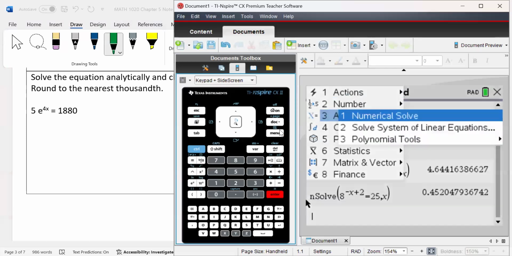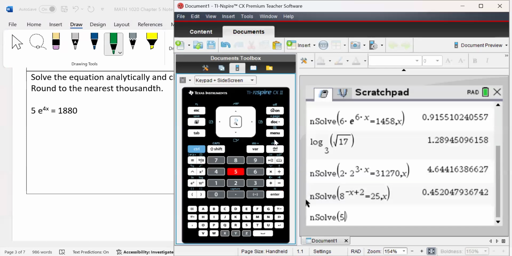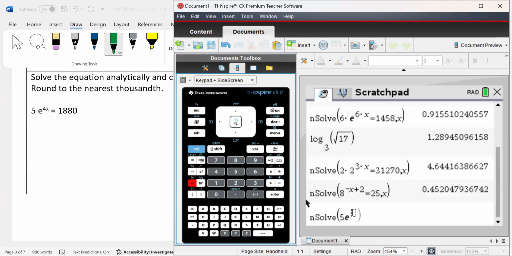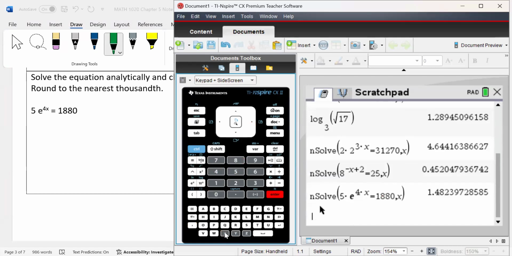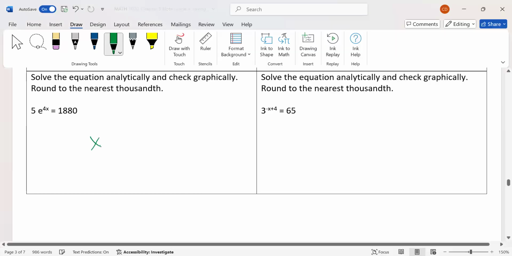Menu, algebra, numerical solve. Arrow to the right, comma x, 1.482.